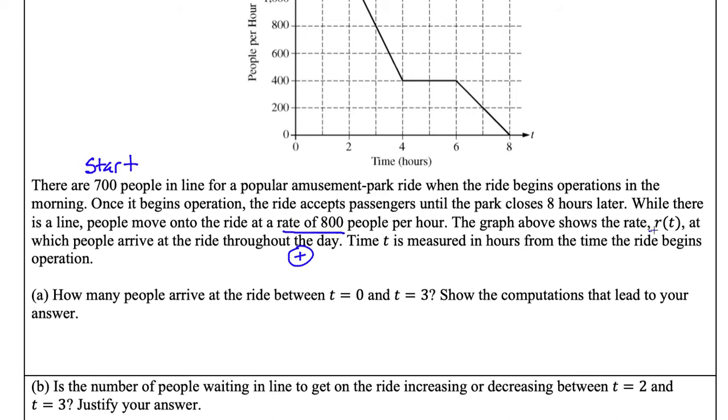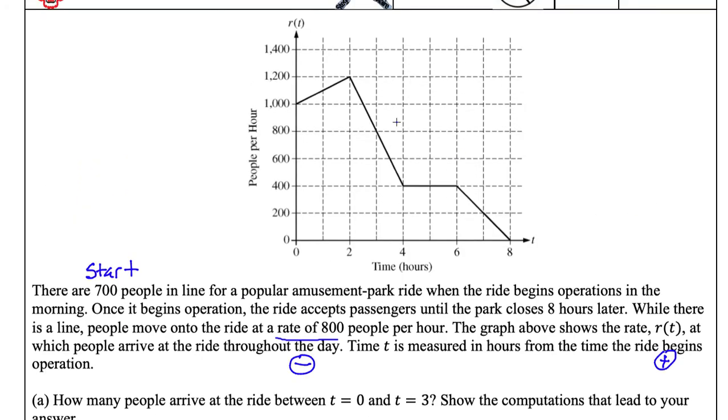Wait, I'm so sorry. That is not correct. The rate of 800 people per hour, while that is people moving onto the ride, onto sounds like a positive word, they're moving out of the line onto the ride, so that's actually a negative rate. Sorry about that. And then the positive rate is R of t. People entering the line is a lowercase r, and that r is represented by this graph up here. So think of this graph as people moving on, and then we have to think of 800 as moving off.